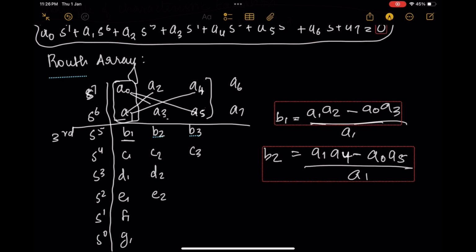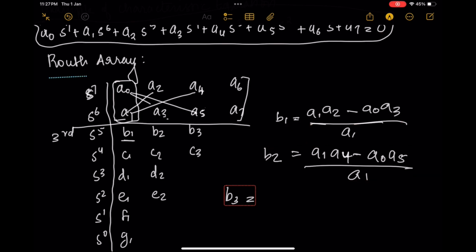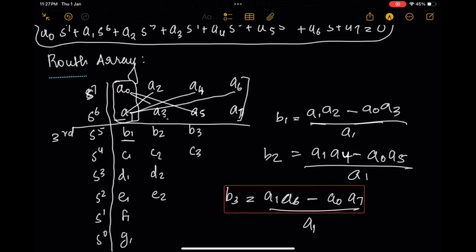Now for the next term, that is B3, I'll be considering the next column, that is A6, A7. So what I will be doing is A1 into A6 minus A0, A7 divided by A1. That is multiplying these and dividing by A1. So by this we got the three terms B1, B2 and B3. Similarly, we'll do this with the following rows.